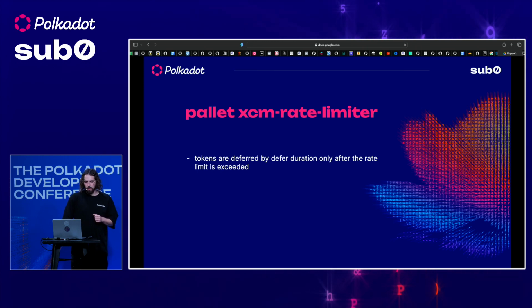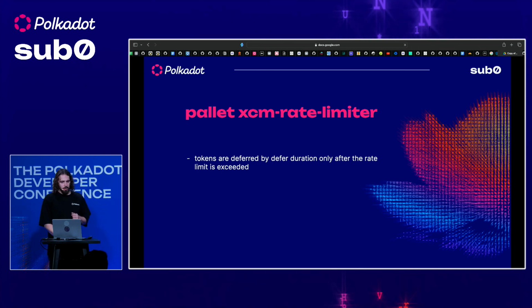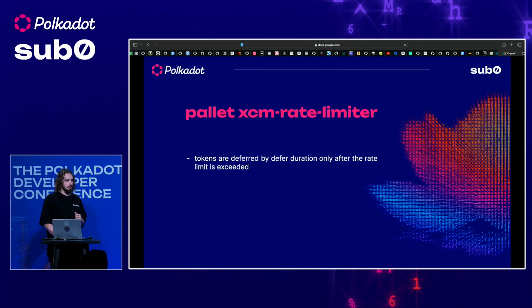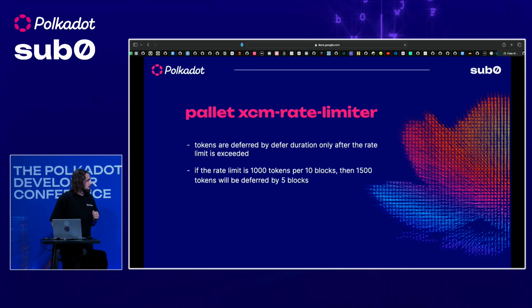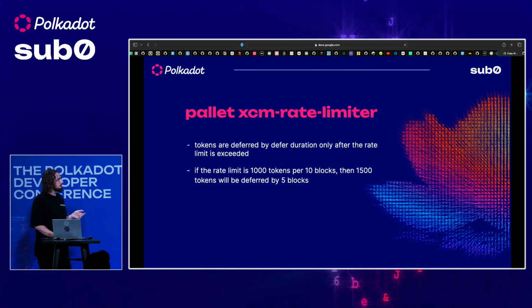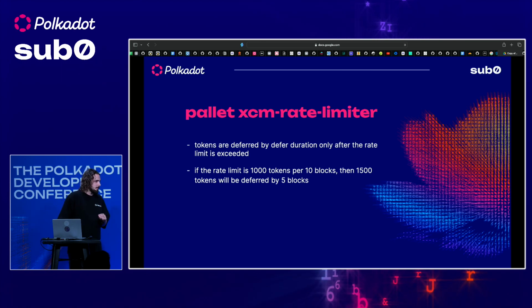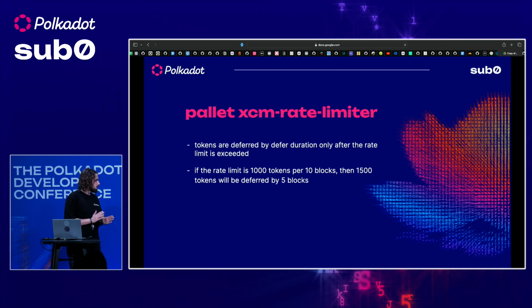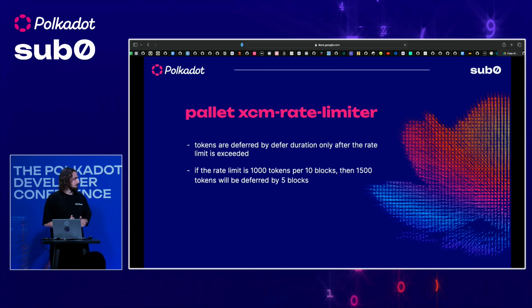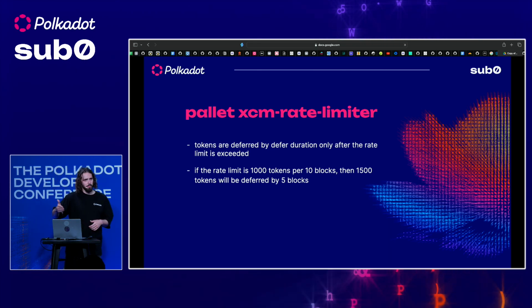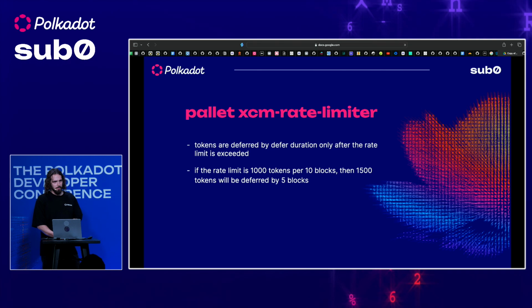Okay, so tokens are deferred by the defer duration only after the rate limit is exceeded. And this means, so if the rate limit is 1,000 tokens per 10 blocks, then if you send 1,500 tokens, it gets proportionally deferred by 5 blocks because you overshot only by 50%. Each subsequent message is going to be deferred by this amount.